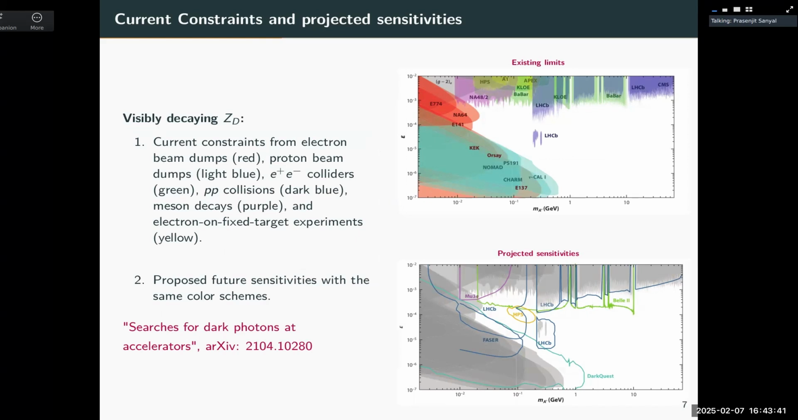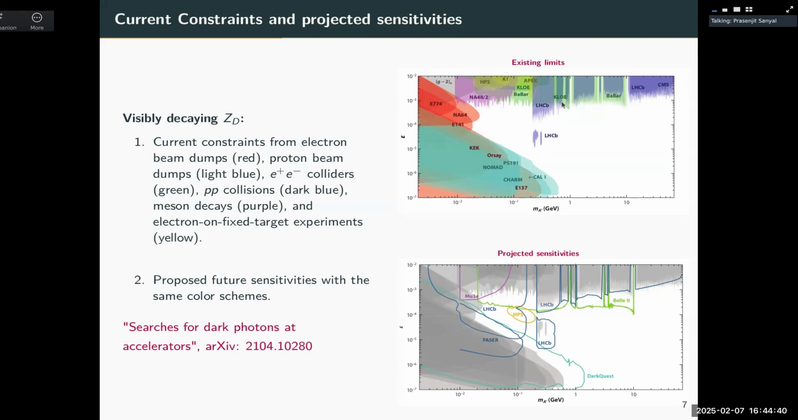Okay, these are the current constraints from the experiments and the projected sensitivities for the visibly decaying dark Z. The first figure shows the current constraints from the electron beam dump experiments, shown by the red regions. The proton beam dump experiments are shown in this light blue region, the electron colliders in the green regions, and the electron fixed target experiments in these yellow regions. So these regions are excluded by the experimental searches done so far. And LHCb can also probe this non-prompt decay mode, and they have done this kind of exclusion over here. This is epsilon less than 10^-3.